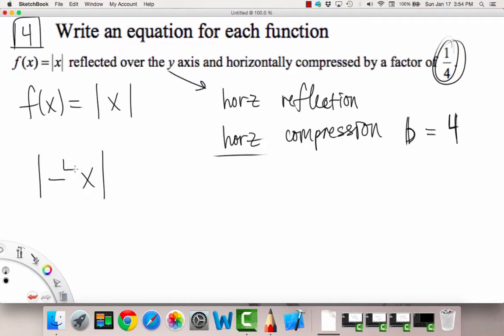So that means we have to add that factor of 4 inside with the x because it's horizontal, so it has to affect our input directly. Okay? So this would be the formula. This is the equation for our new function. And let me just graph it just to show you guys a visual.